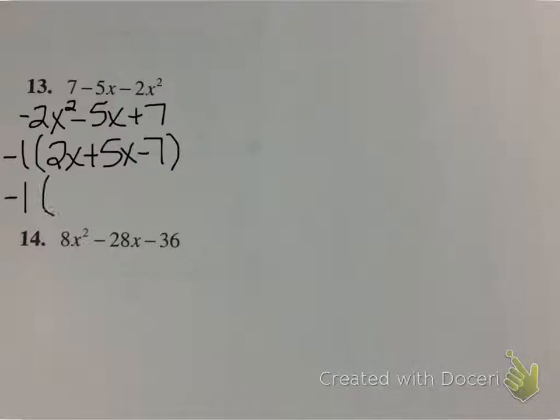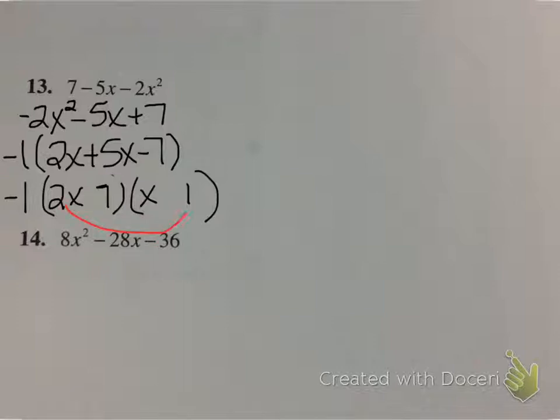Now let's break down that trinomial. So let's guess and check. The nice thing about this one is the 2 and the 7 are both prime, so there's not going to be a lot of combinations. It has to be 2x and x. And then the 7, there's only one way to get 7, and that's 1 and 7. So I'm going to put a 7 here and a 1 here. And if this doesn't work, then I'm going to switch them around. So let's just check this real quick.